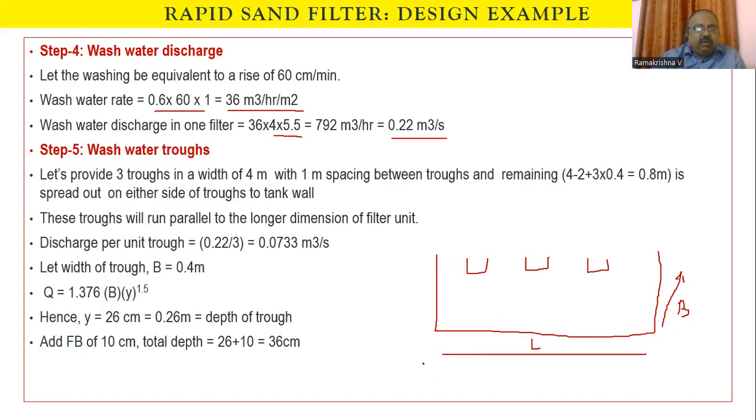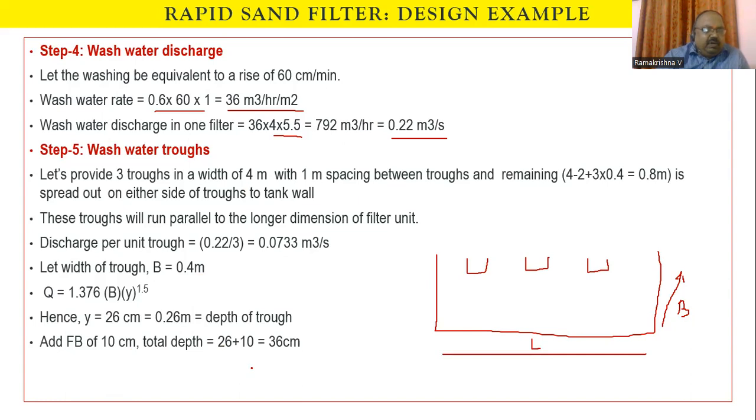So now what you are going to see here is you are dividing three wash water troughs. Each carries 0.0733. Let the width of the trough also now be assumed as 0.4 meters. So subsequently, 1.376 b into y whole to the power of 1.5 is the formula we have, and q is nothing but the discharge through each wash water trough, 0.0733. And for b, we are taking trial and error basis here.